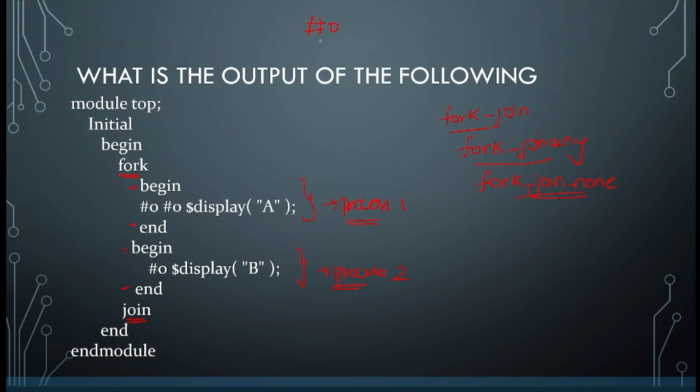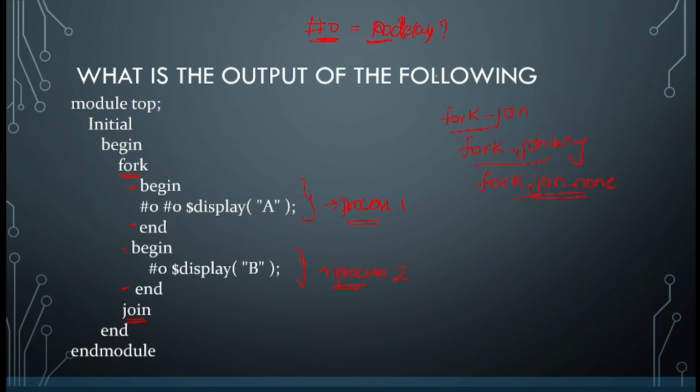#0. Is #0 equal to 0? Is it really equal to 0? That is the question. If you know the answer, if you know the difference between has 0 delay and no delay, tell me the difference between has 0 delay and no delay in your comment box.